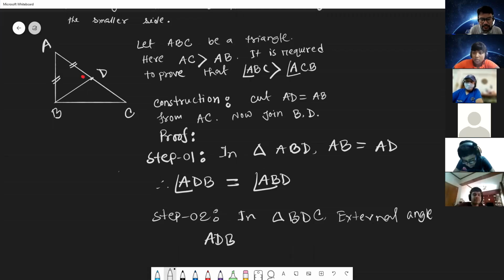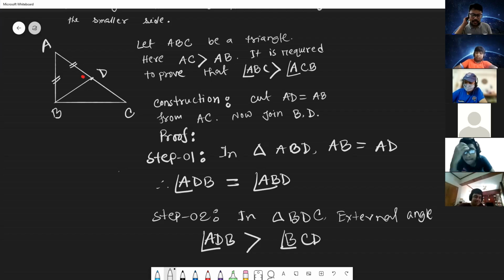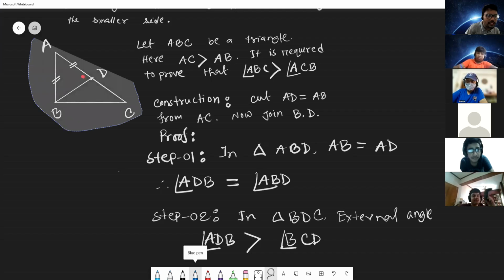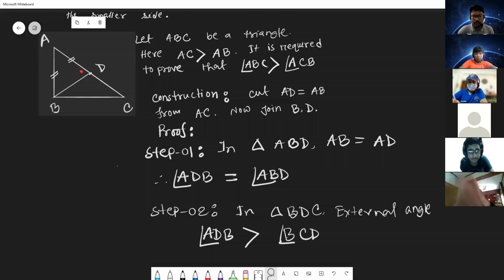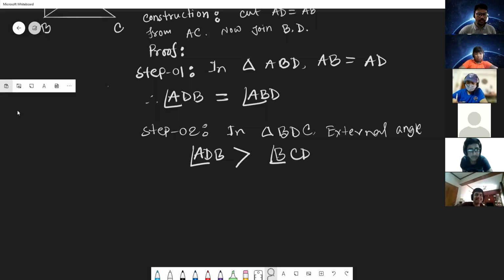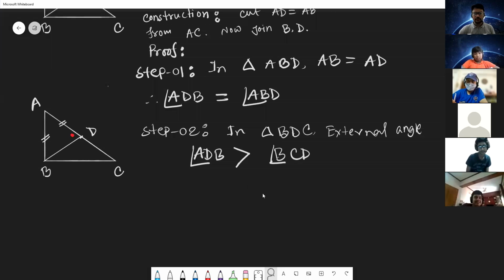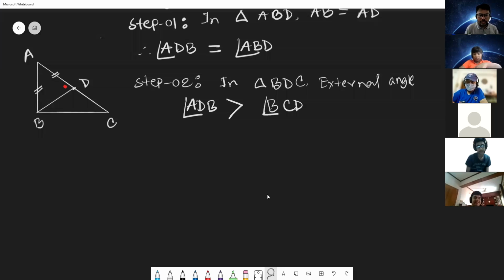This external angle ADB is greater than internal angle BCD, because BCD is inside the triangle, so this is the internal angle. The external angle is greater than the internal angle. So I think we need this figure again. This is the benefit of a digital board. We can copy this one, same to same figure. Okay, so now step two is done. Now this angle ADB is greater than this angle.